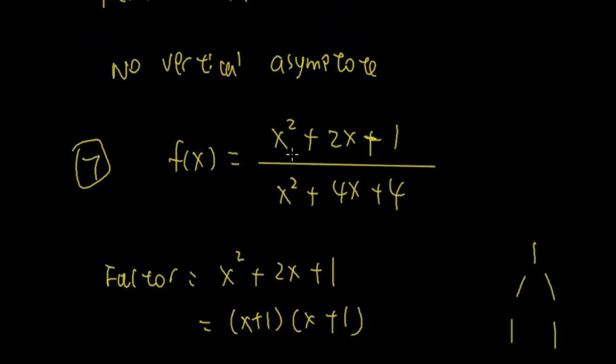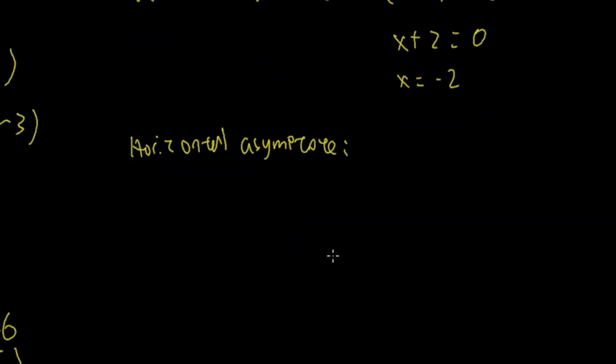Since the highest degree of power in the numerator is exactly the same as the highest degree of power in the denominator, the horizontal asymptote is the leading coefficient in the numerator divided by the leading coefficient in the denominator. So it's 1 over 1, y equals 1. Since we have a horizontal asymptote, we don't have an oblique asymptote.